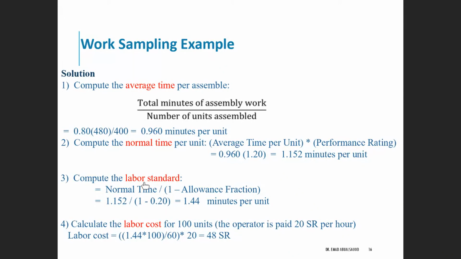After you multiply them, now you have the total standard time for the labor. How much does the labor cost me? 20 riyal per hour. The time I calculated was in minutes, so make it hours, divided over 60.